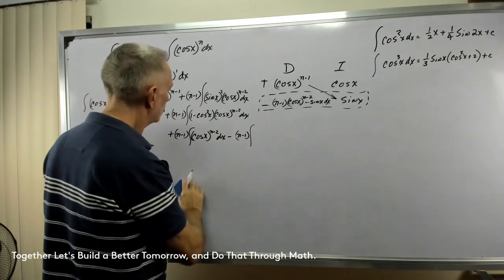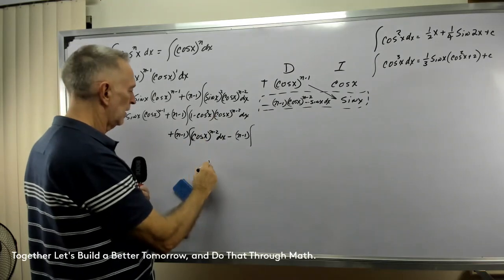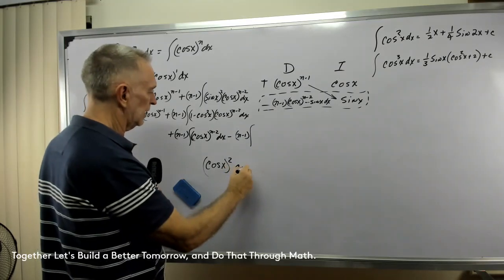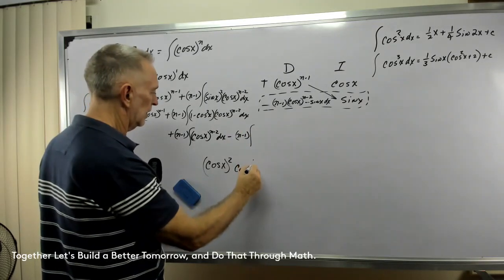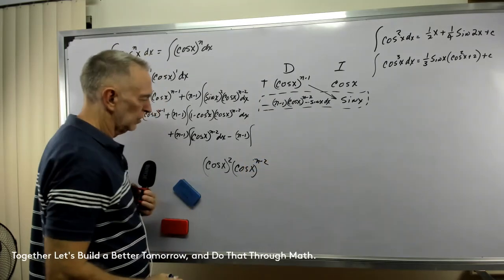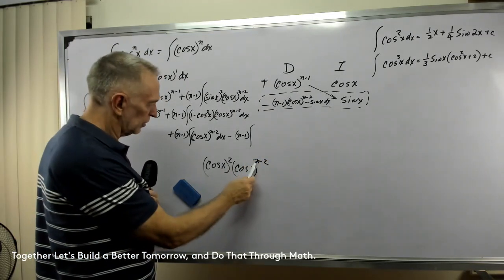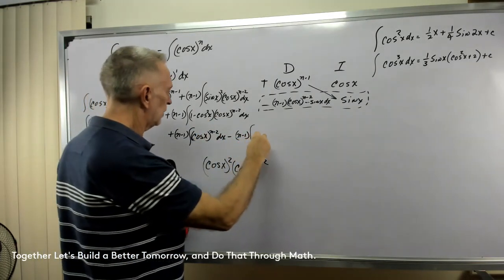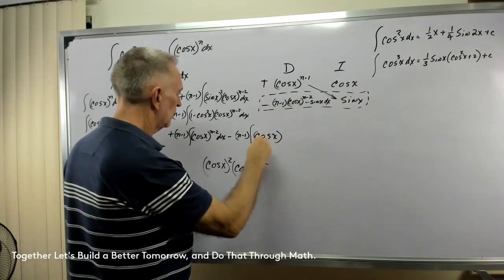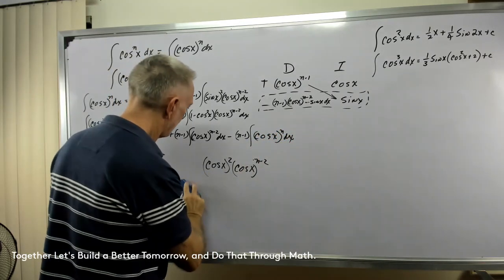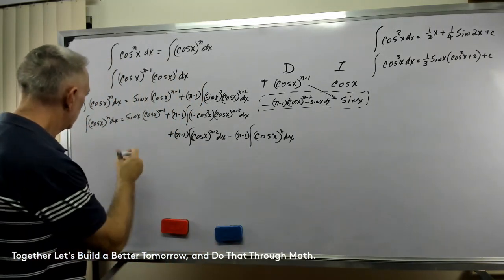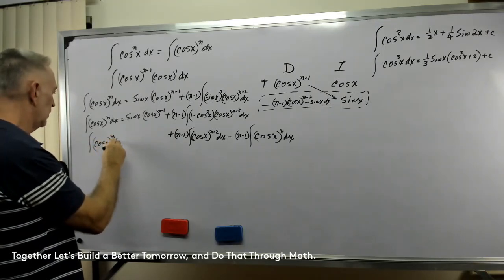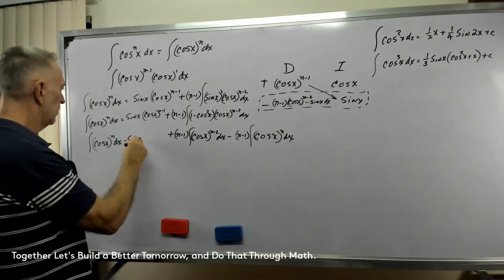Okay, now you'll notice I've got cosine squared x times cosine x to the n minus 2. So now I have 2 plus n minus 2. So the 2's cancel. So this product gives me cosine x to the n. Okay, let's fill in the blanks over here. Cosine x to the n. Whoa, you can already see where this is going.